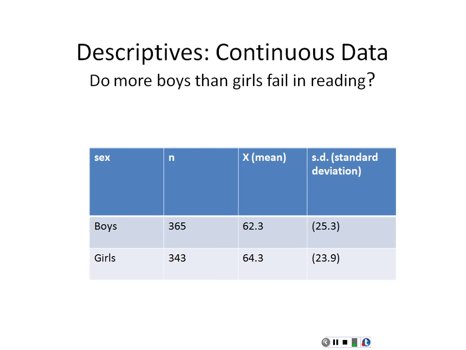Here's an example of descriptive statistics on continuous data for a study that I did on whether more boys than girls fail in reading. And at this point, I'm not testing the hypothesis yet. I'm just looking at how many boys I have versus how many girls. You can see that under N. I also looked at, on nationally standardized tests, what's their average percentile? That's the mean. So you can see for boys, the average percentile is not the 50th percentile, but the 62nd percentile. For girls, their average score is the 64th percentile.